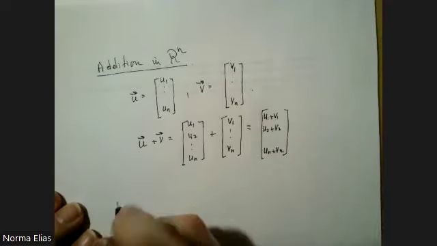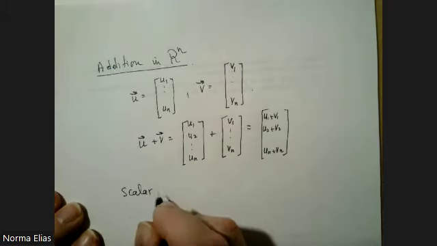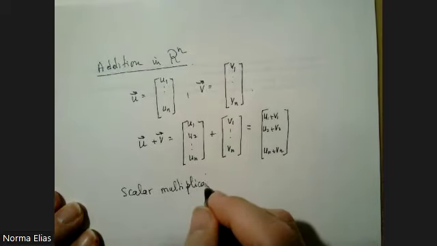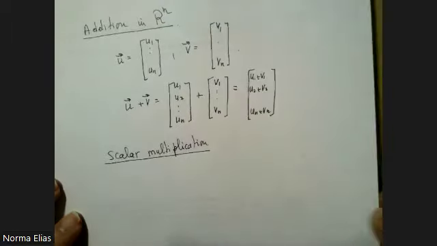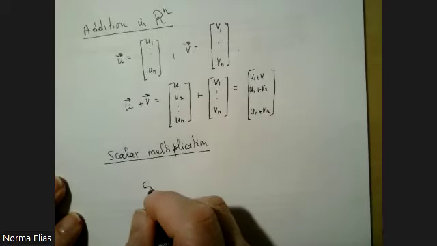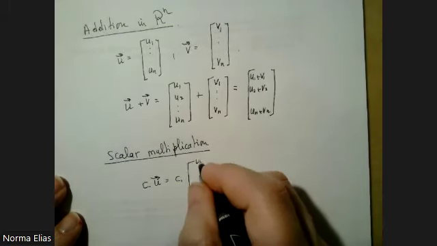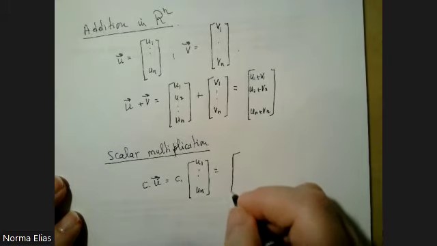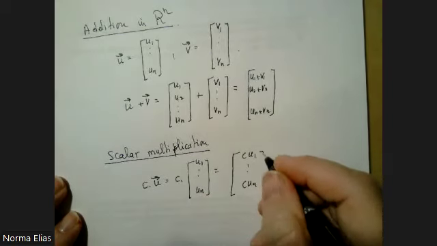Now scalar multiplication of vectors. Okay. Again, we extend the definition, we extend our intuition from R2 to Rn. So C times U, that's a new vector, is we multiply every component by the scalar.